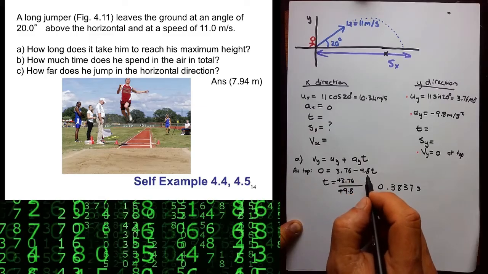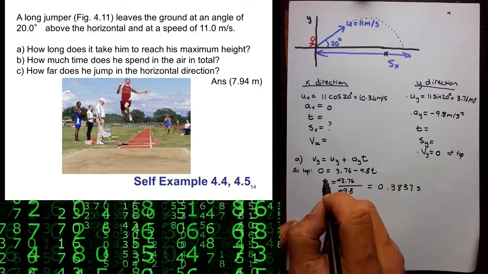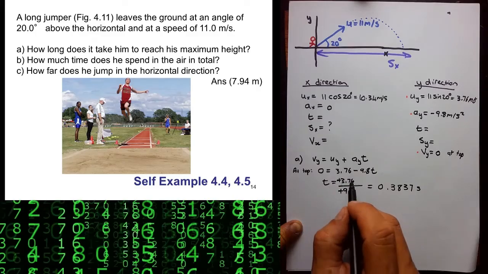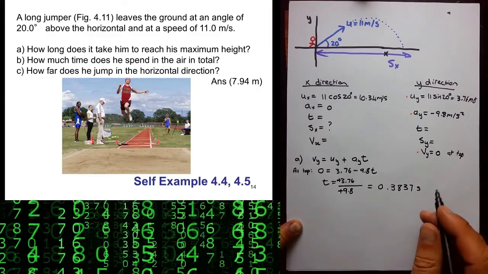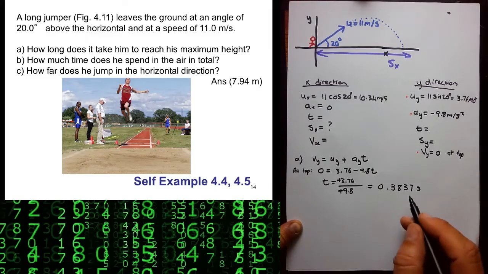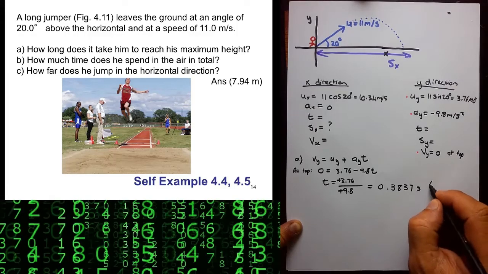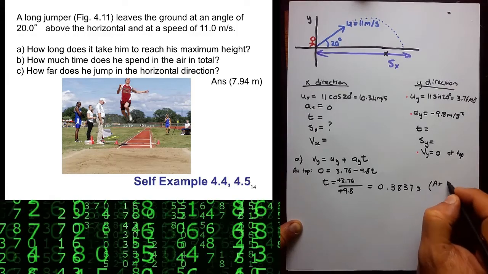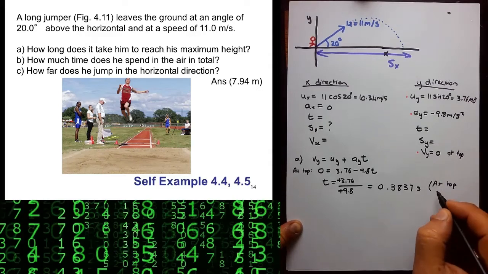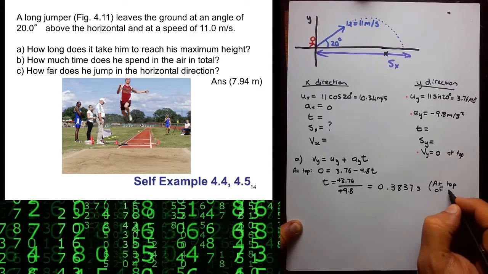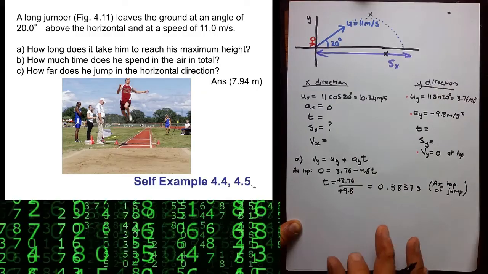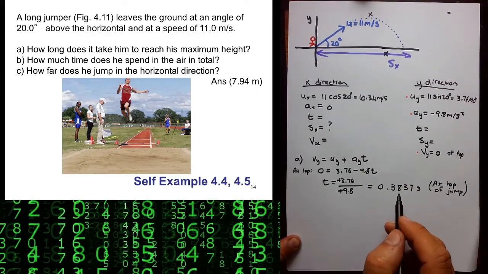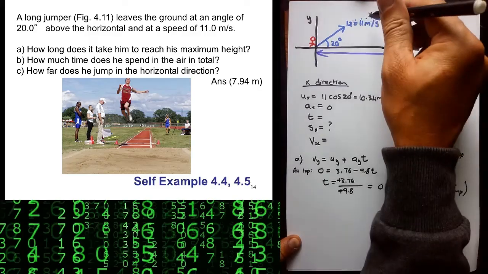These signs will in fact be positive when we take this t to that side and divide by the 9.8. So as expected, the sign of the time is positive. Just to remind ourselves, this is at the top of the trajectory, the top of the jump. So this refers to this point over here at the top. It means it takes him 0.3837 seconds to reach the top.